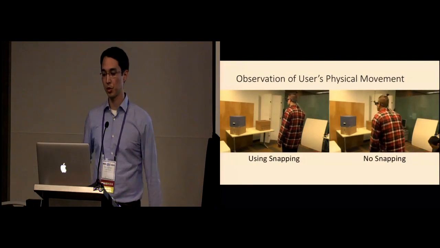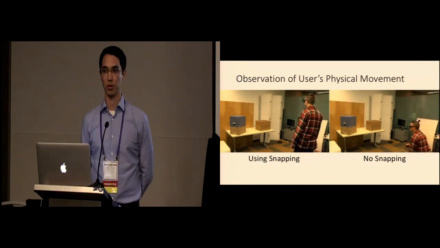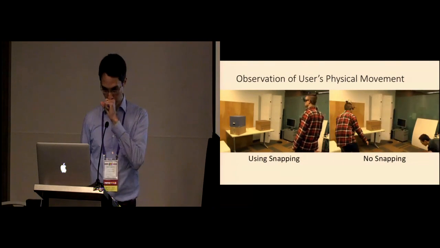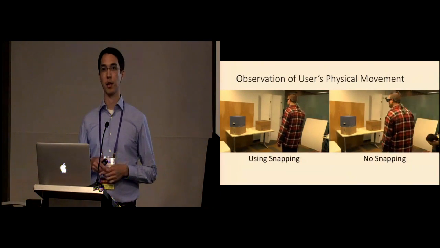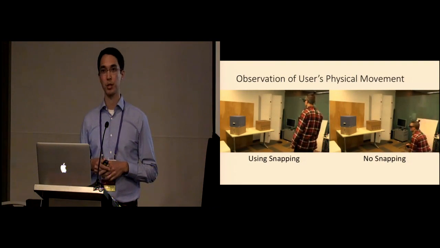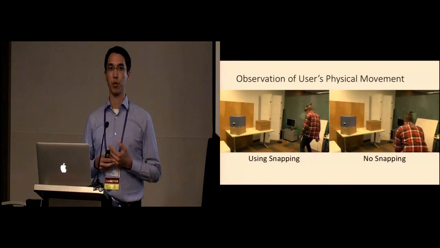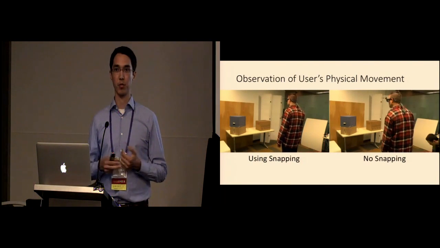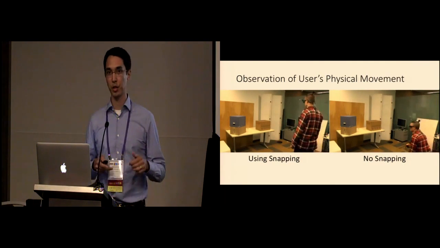Something else that is interesting is that we observe the user's physical movement between the two conditions. So, using snapping on the left, we see the user moved a lot less than without snapping, on the right. And we think this strongly exemplifies the importance of bringing different techniques into augmented reality, such as snapping. And we think this is good to explore in the future.